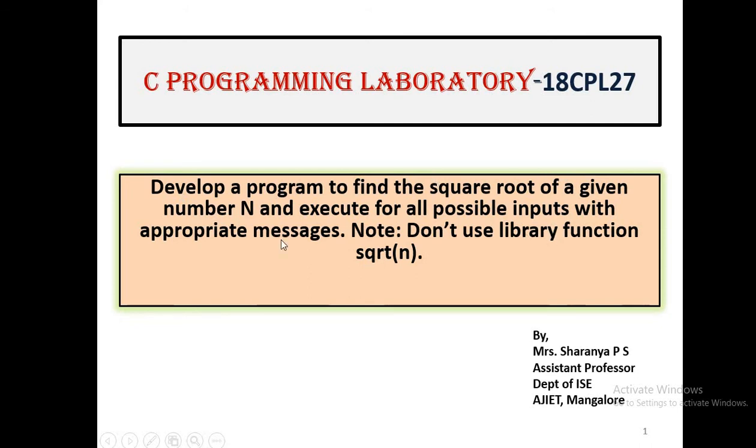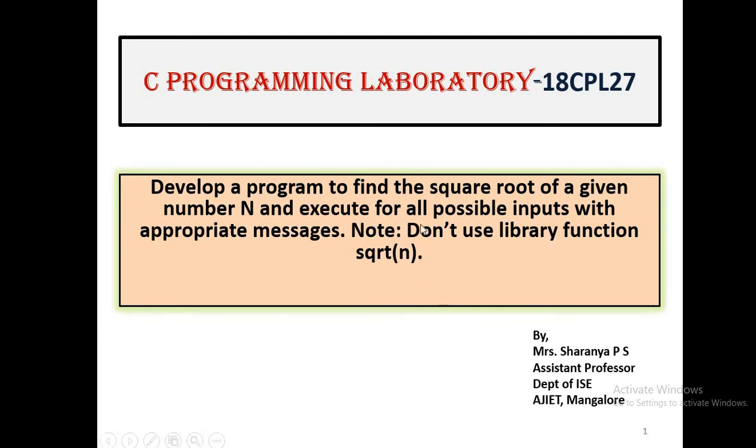As the question says, the main objective of this experiment is to implement a program to find the square root of a given number. Here n refers to the number that is taken as an input from the user, and the program has to execute for all the possible inputs. That is, it needs to process the given input, find the square root of the given number, and then display it with proper messages.